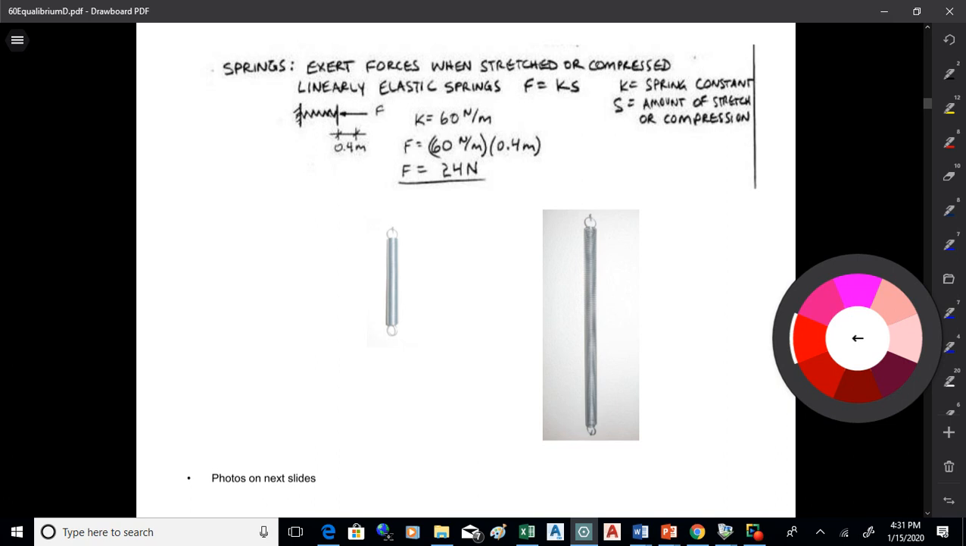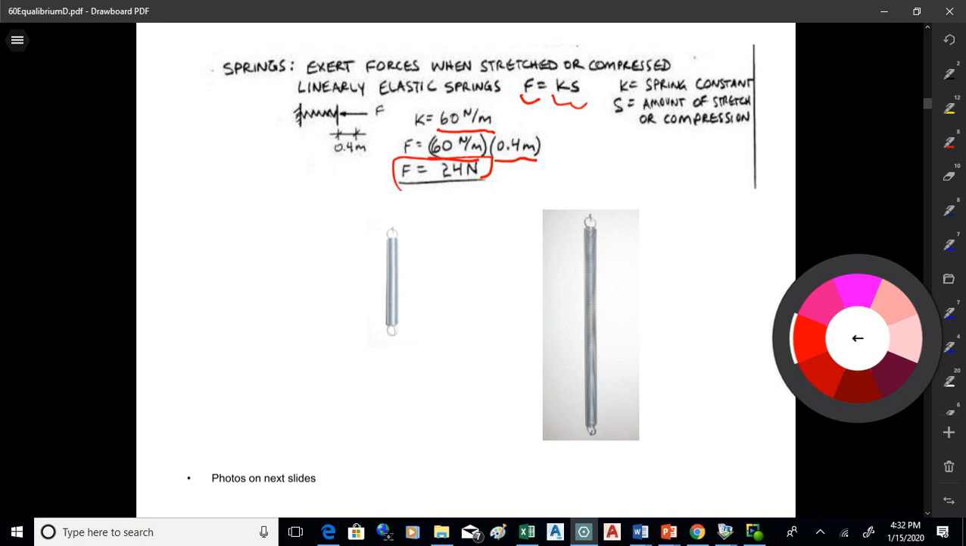What you then have with a spring is the force in the spring is equal to what's called the spring constant, K, times the amount of stretch or compression in the spring. So if K is 60 newtons per meter, and you know that the amount of stretch in the spring is 0.4 meters, you can find the force in the spring, 24 newtons. Okay? So K is the spring constant, which is the amount of force per unit length. S is the amount of stretch or compression. So S is not the length of the spring, it's the amount of stretch in the spring or compression in the spring.